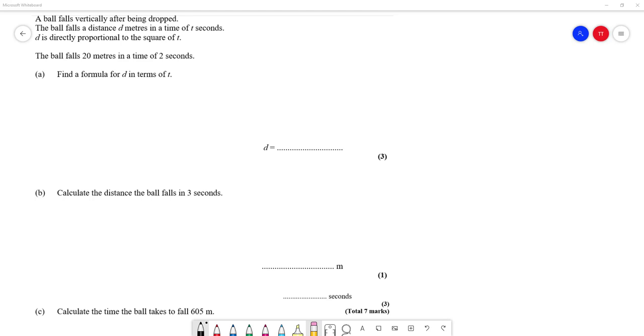The next type of direct proportion question is when you have a squared term or a cubed term in it. So let's take an example. So the question says a ball falls vertically after being dropped. The ball falls a distance d meters in a time of t seconds. Now d is proportional to the square of t. So this is a key word, square of t. So when we write our statement, we write d equals not just k times t, but it's k times t squared because it's the square of t.